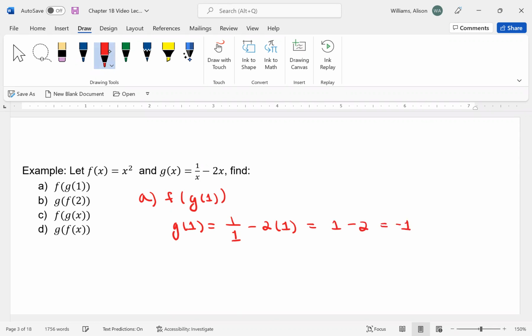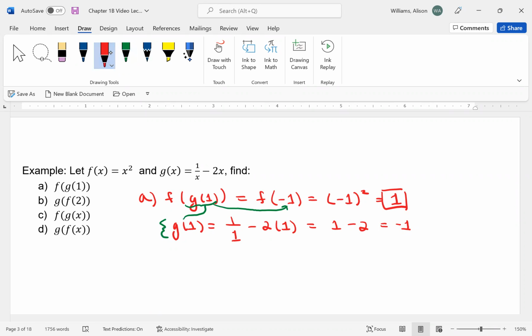So now I'm going to plug negative 1 into f of x. So that's going to be negative 1 squared, which is 1. So this work down here is me figuring out what this is so that I can plug it in right there. That's the work that I'm doing.